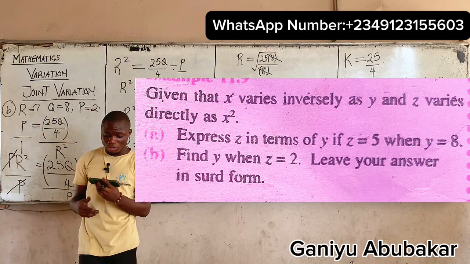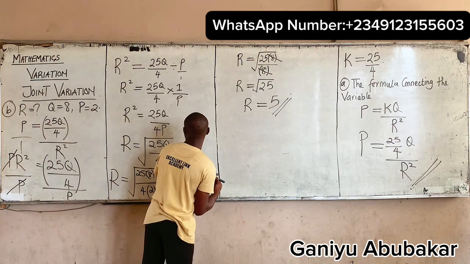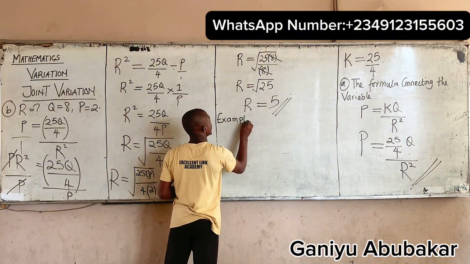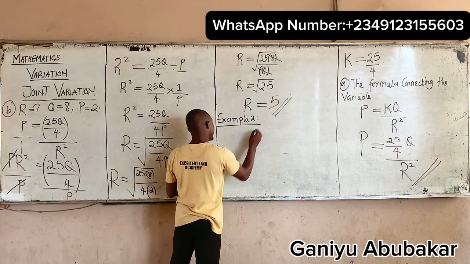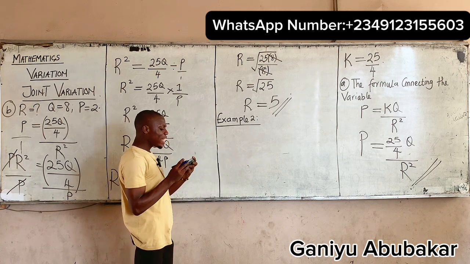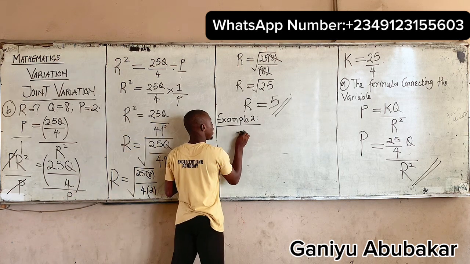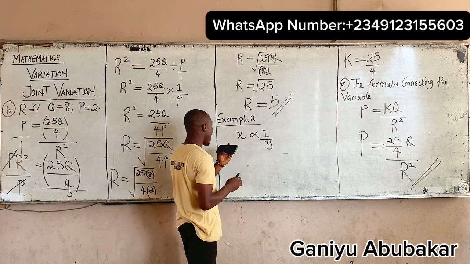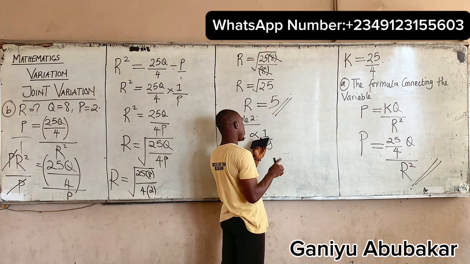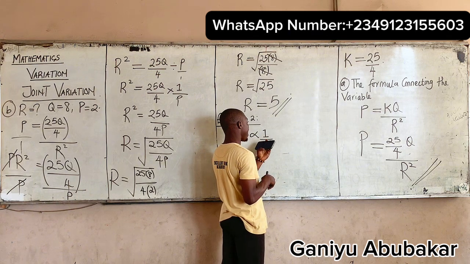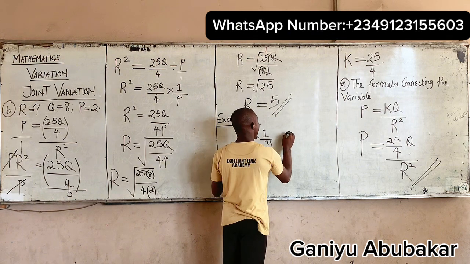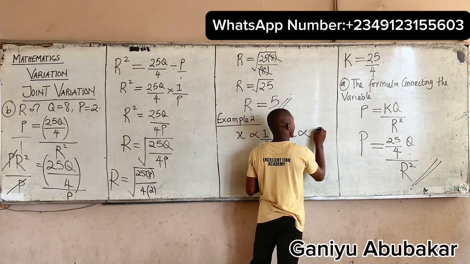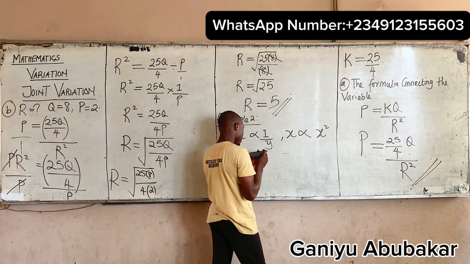Let's do this together, please. Example 2. It says that given that x varies inversely as y, and z varies directly as x squared, and this same x varies directly as x squared, right?